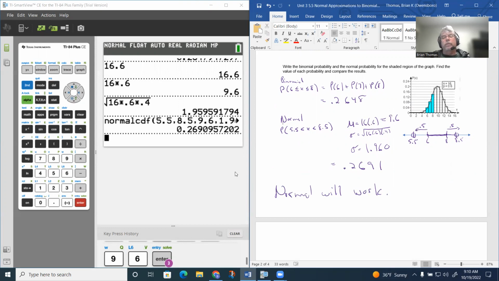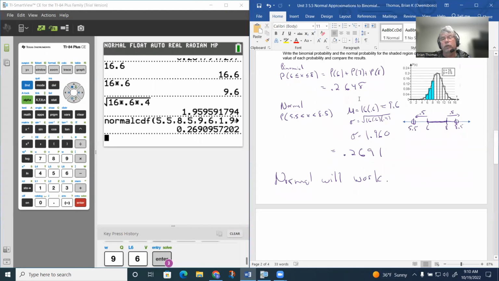So that's one of the things we kind of pick up on, is it's a lot quicker to do the normal than it is to do the binomial, especially if it gets really large. Right now we just have 3 discrete values, but it could be a lot of numbers in between there as we move forward. Okay, so I'll stop there.